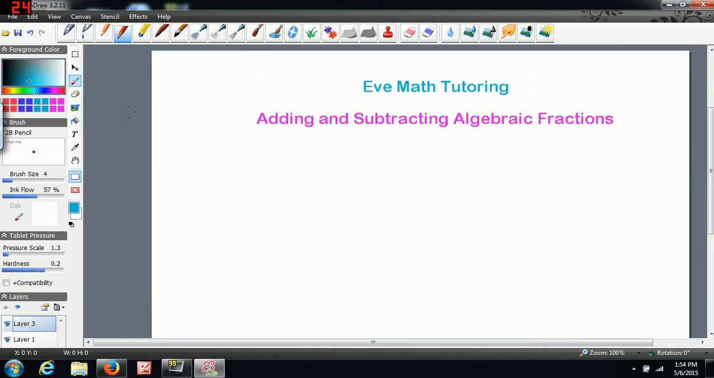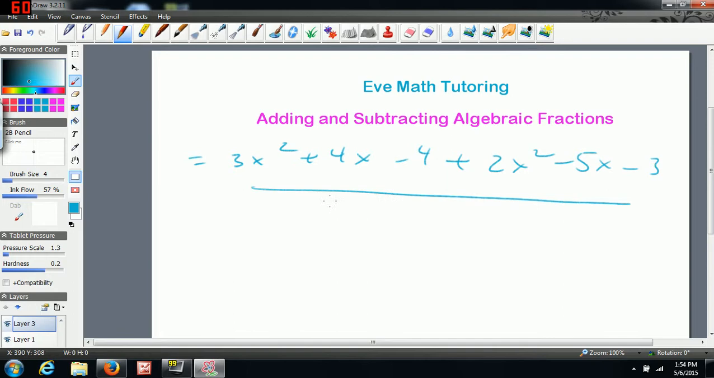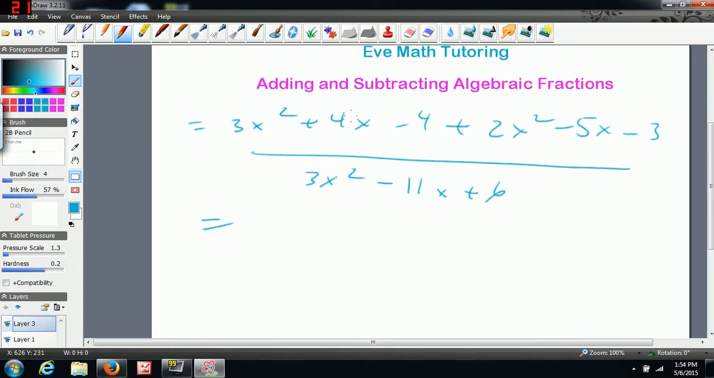For this one, when we simplify the top and the bottom, we get 3x squared plus 4x minus 4 plus 2x squared minus 5x minus 3. And then the denominator becomes 3x squared minus 11x plus 6. So we just added like terms, the x's. And then on the top, again, you're going to add whatever else you have. So you have 3x squared in this, and that becomes 5x squared when you add these two.